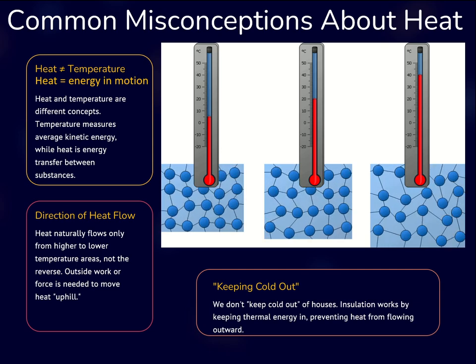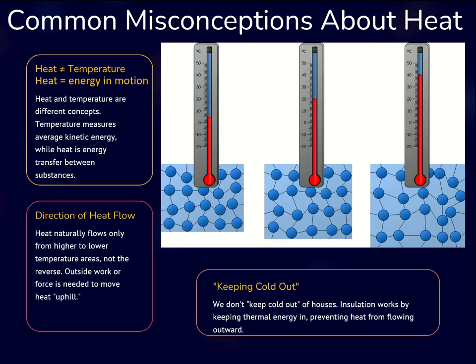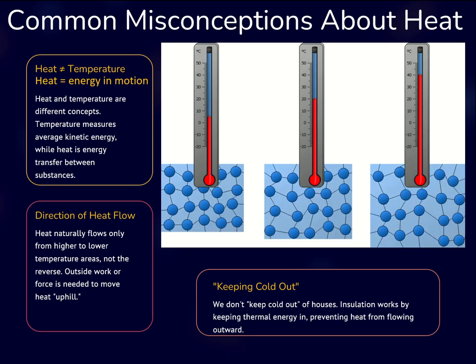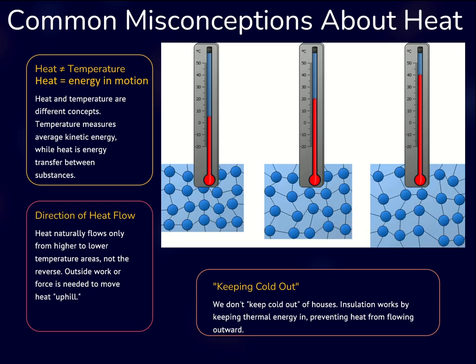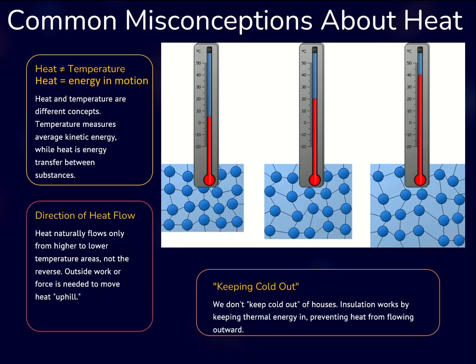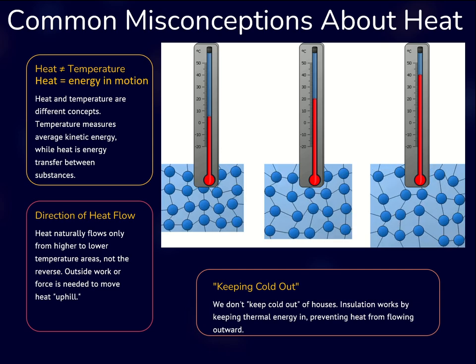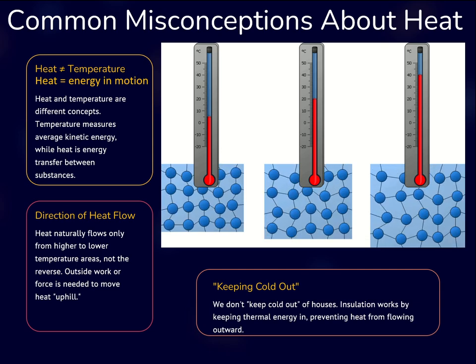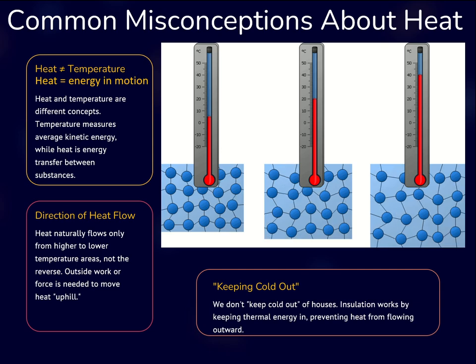Another common misconception is about the direction of heat flow. Heat always moves from areas of higher temperature to areas of lower temperature. There is no natural process in which heat flows from cold to hot, unless additional energy is applied, which is the case in the example of a refrigerator, which uses electrical energy to move heat from a cool interior to the warmer outer room.